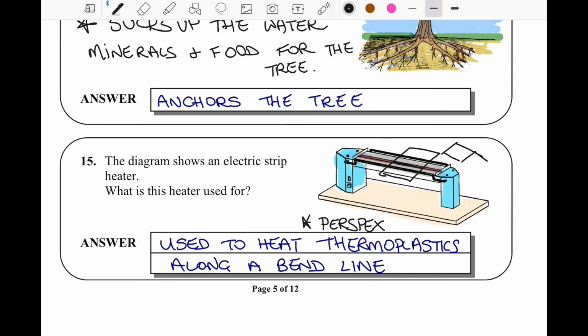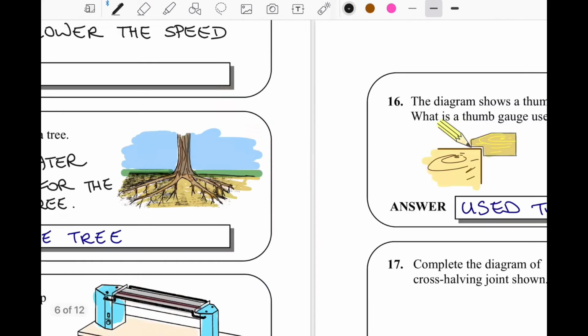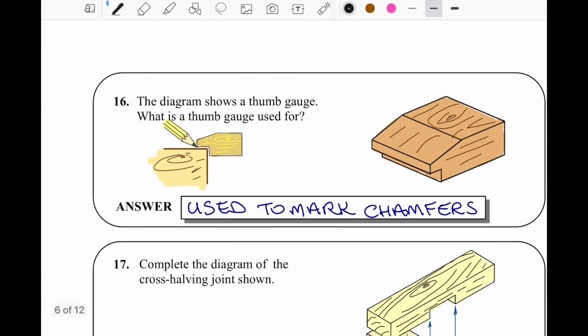Okay, and that's literally what it does. It heats it up at an exact point on the plastic to allow you to bend it. Okay, so that's 15. 16 then, and I drew a diagram of this.